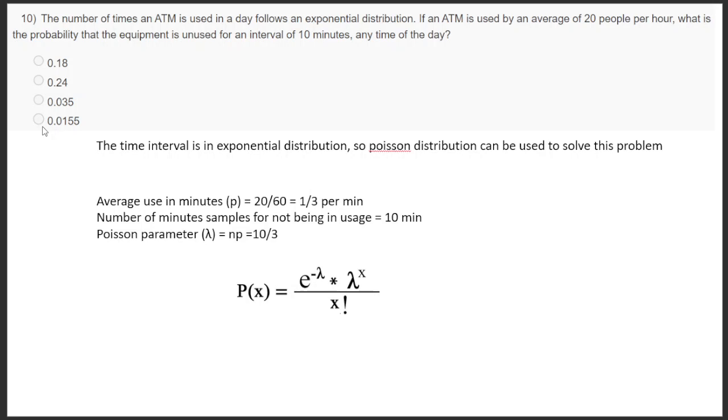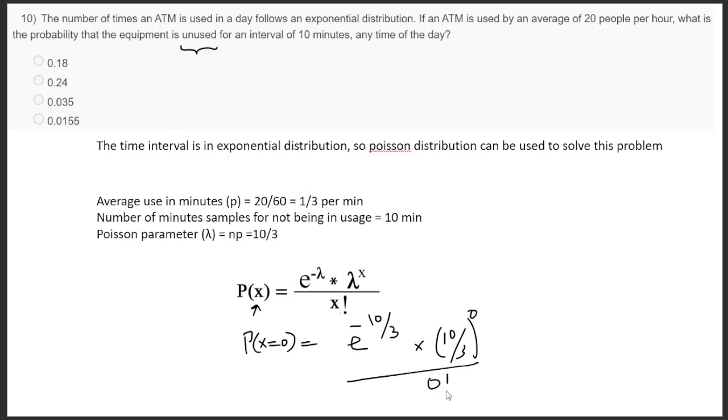So probability of x, here we have to choose wisely. x is like usage. So when you want to find for unused, meaning not in use, you have to take P of x equal to 0. P of x equal to 0 is given by e power minus lambda, where lambda is 10 by 3, into lambda, which is 10 by 3, whole power 0, by factorial 0, which is equal to 1. This also equals 1. So it will reduce to e power minus 10 by 3, which is 0.035. That is the answer.